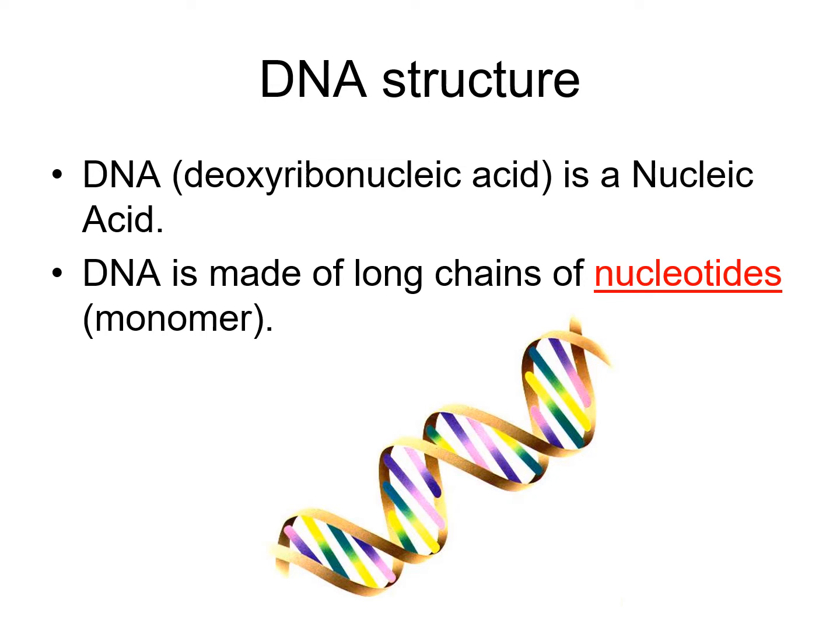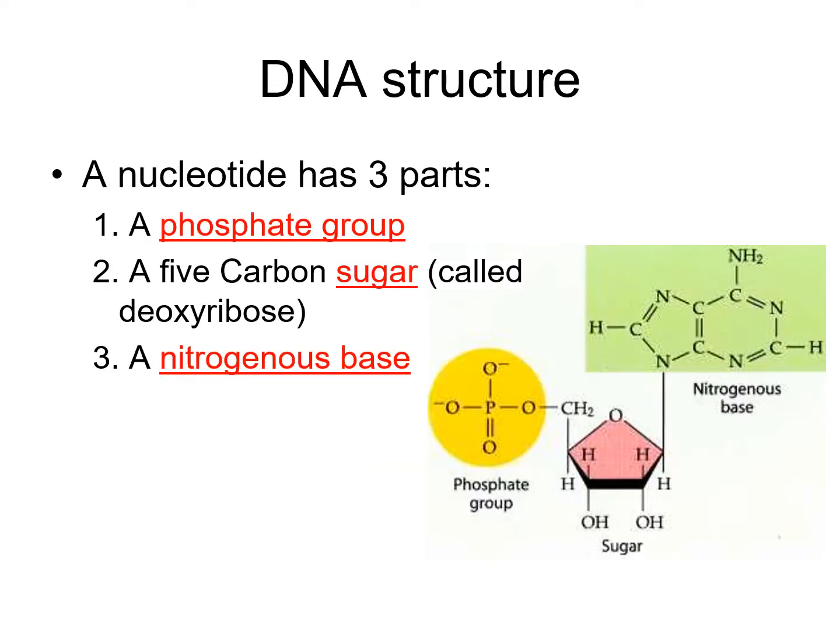But when we look at a nucleotide, again, a nucleotide has 3 parts. So a nucleotide has a phosphate, a 5-carbon sugar, which is deoxyribose. That's where DNA gets its name from. And you know that deoxyribose is a sugar because words that end in OSE are sugars. And they have something called a nitrogenous base. DNA has 3 elements that make it up. It has carbon, hydrogen, oxygen, that's the sugar, phosphate, and nitrogen.